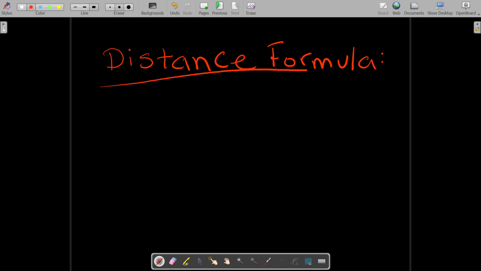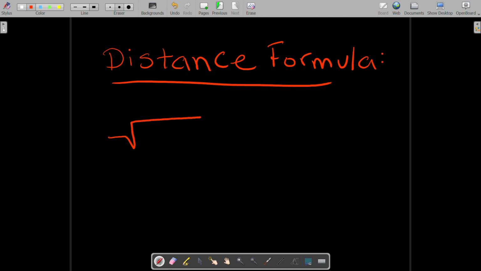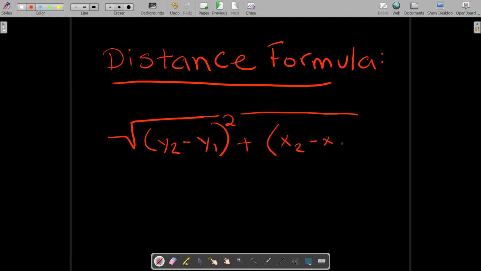Okay. So the distance formula is basically the square root of y2 minus y1, so this part is the top of the slope formula, if you notice, squared, plus x2 minus x1, squared. And this is the bottom part of the slope formula right here.